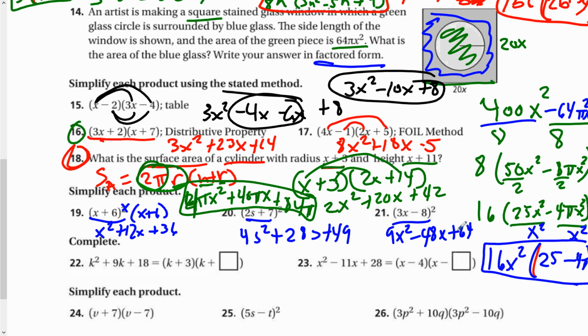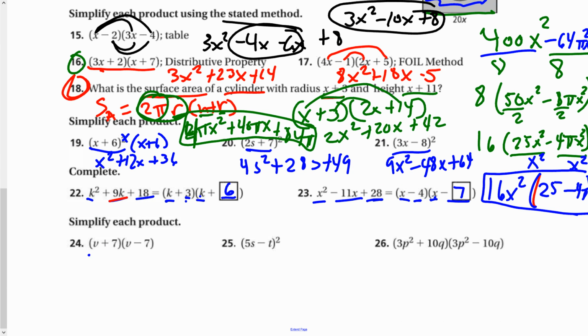Okay, then you can fill in the blanks. K times k is k squared. 3 times something is 18. So isn't that 6? And then 3k plus 6k is the 9k. Here, same thing. X times x is x squared. Negative 4 times negative what is 28? That'd be negative 7. And then minus 4x plus negative 7x is a negative 11x.